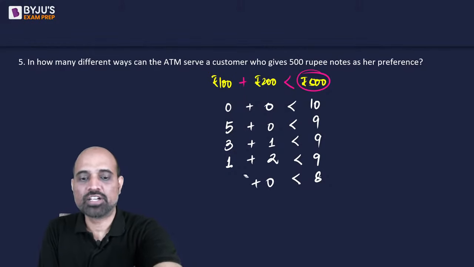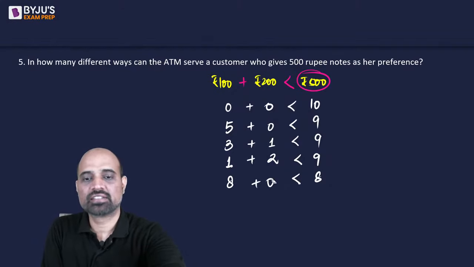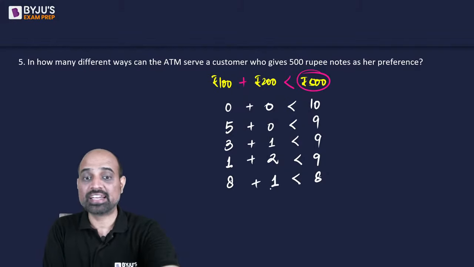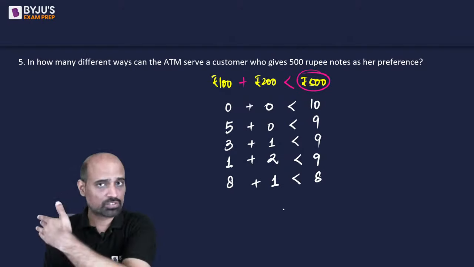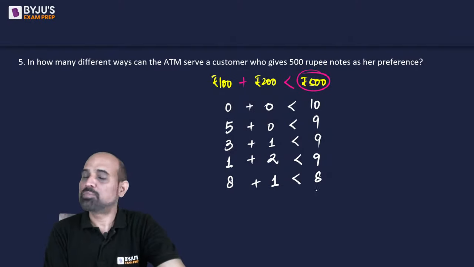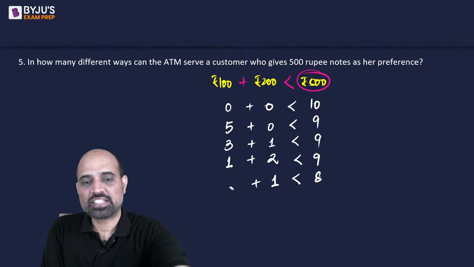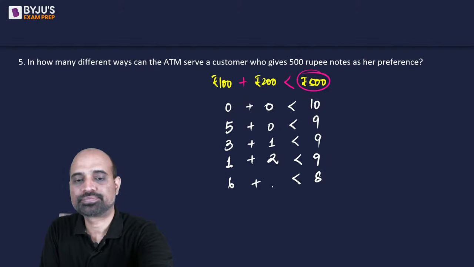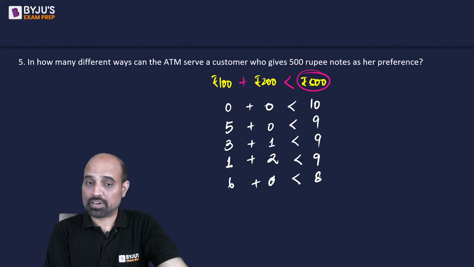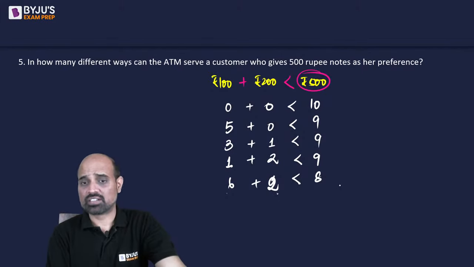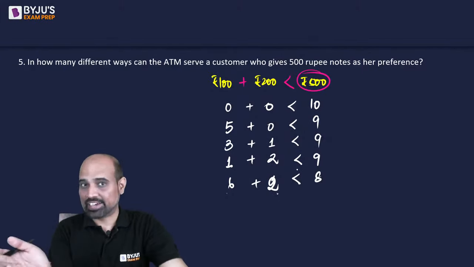The next one I can do is, if I take this as 8 and this as 1, so that 800 plus 200 is 1000 and that is 4000, 5000. But the number of notes will still be fewer than the 500 notes. The next is, if I reduce it by another 2 and increase it by 1, so 600 plus 400 is 1000. But the number of notes is still 8 and 8.